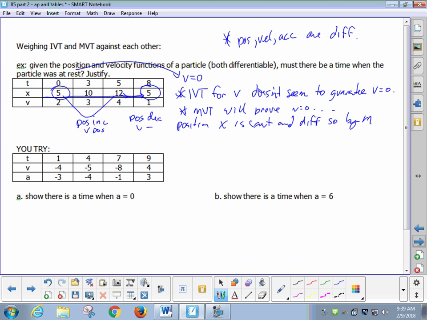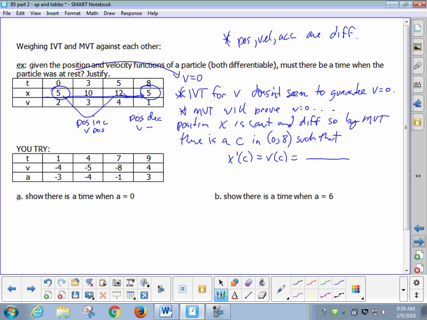So by MVT, the next part is where you make a reference to the time frame you're going to show. There is a time, you can call it t, you can call it c if you like, it doesn't matter. There is a c in what interval am I going to find? 0 to 8, because I need those two 5s to work with. Such that x prime at c, which equals velocity at c, is equal to the average rate of change.